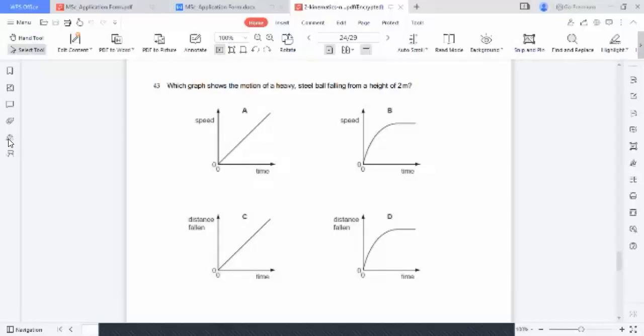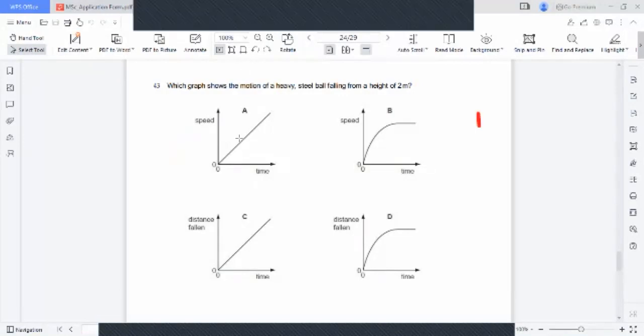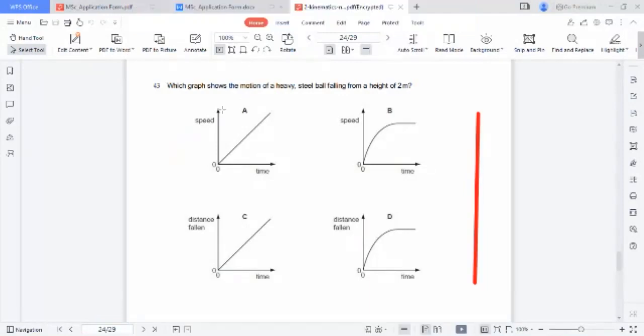So in 43 it says, which graph shows the motion of a heavy steel ball falling from a height of 2 meters? We have only a very small height, which is 2 meters, and the ball might travel it in hardly 1 or 2 seconds, no, less than 1 second, because when an object falls, its speed increases from 0 to 10 in only 1 second.